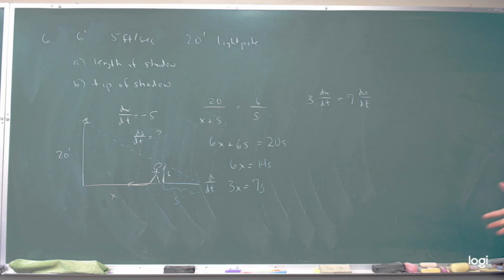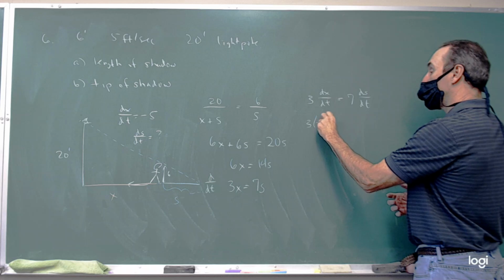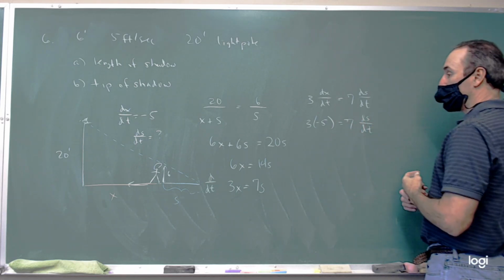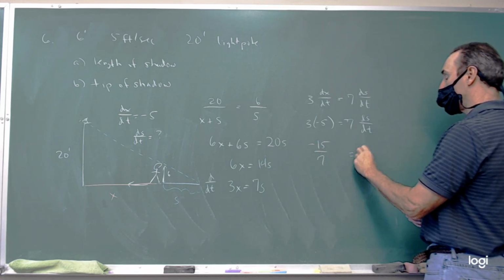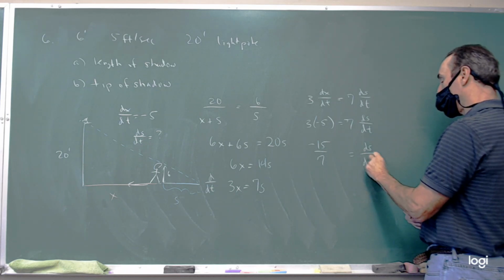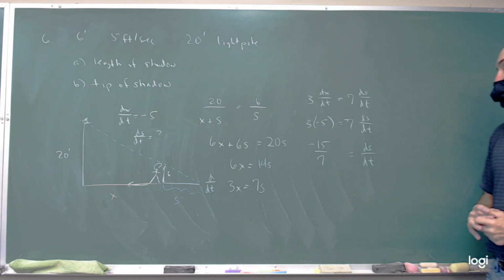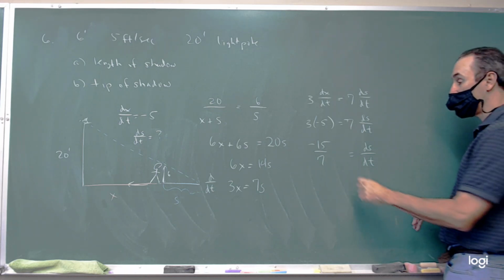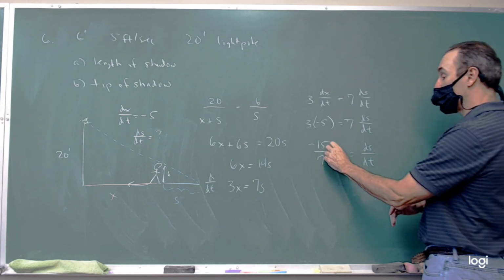Now we know the dx dt is -5, so we can plug that in. So that's going to become 3 times -5, and so that's a -15. We'll divide that 7 over. And so we're getting that ds dt, the rate of change of the length of the shadow, is a -15/7. And what are our units? Yeah, our units there are going to be feet per second.